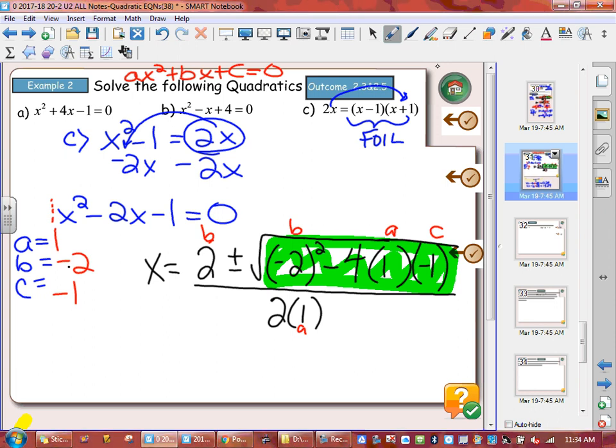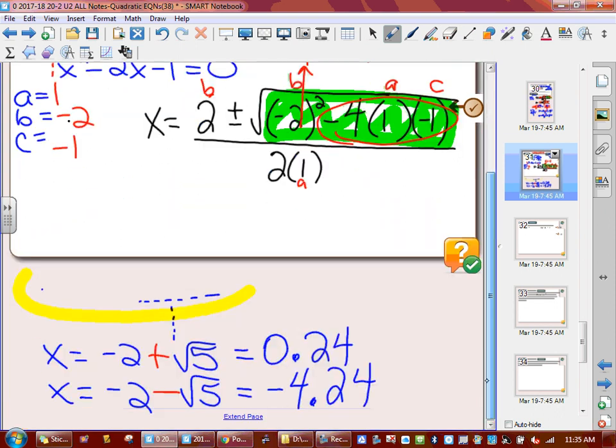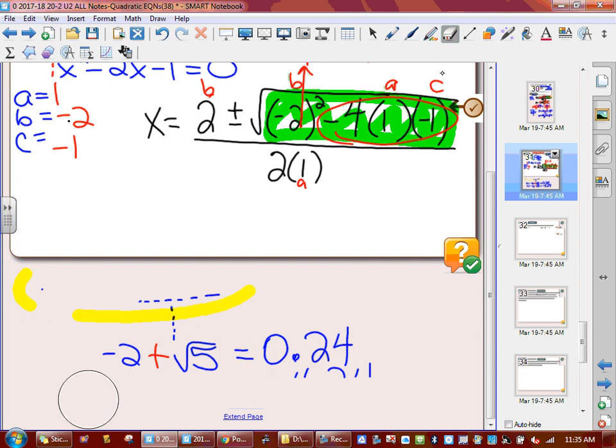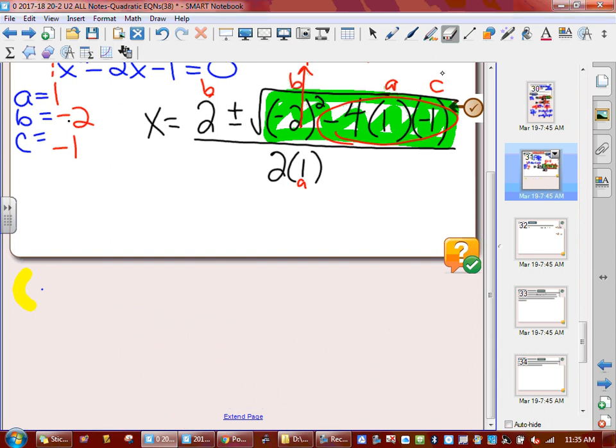Positive 4, because a negative times a negative. Here, with these numbers, I have -4 times -1, which is a positive 4. So under my root sign, I have 4 plus 4. How big is 4 plus 4? 8. All right, so now we're going to rewrite it. Get rid of that stuff on the bottom. Any other questions? Okay. So now we have x equals 2 plus and minus square root 8, all over 2.